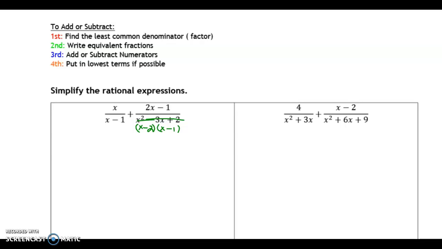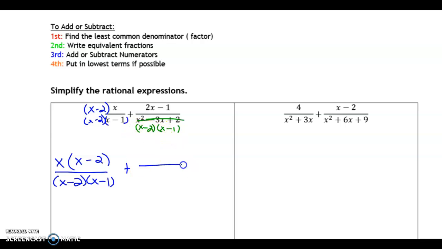Okay, so if we look at this first one, we say, what is that denominator missing? It was missing the x minus 2. Okay, what was the numerator missing? It was missing that x minus 2. Okay, so if I rewrite this, I'm going to write the x first. X times x minus 2 over x minus 2 times x minus 1. Plus, and then this one wasn't missing anything. So that denominator already had x minus 2 and x minus 1, so we don't have to take the numerator times any number.